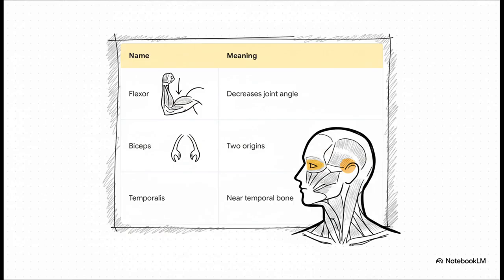The word biceps tells you the muscle has 2 origins, or tendons of origin. Temporalis is a giant location clue. It's a muscle found right over the temporal bone of your skull. And what about the mighty sternocleidomastoid in your neck? Sounds completely terrifying, but that name literally just lists its attachment points, the sternum, the clavicle, and its insertion on the mastoid process. Once you know the code, it really is just a fun puzzle.